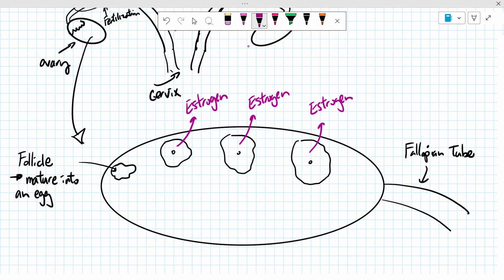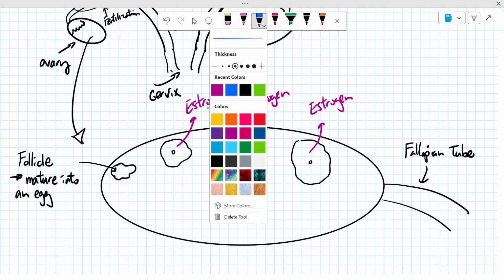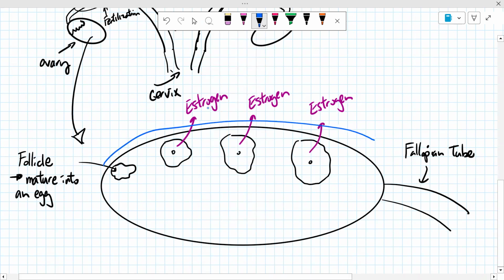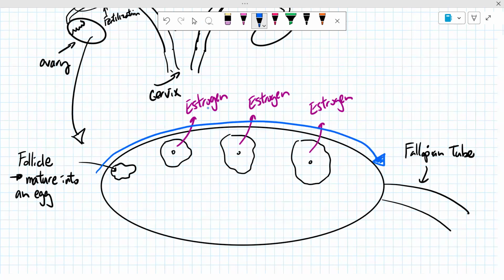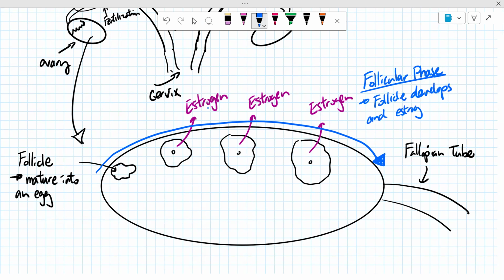And this phase, where the follicle is developing, is called the follicular phase. So the follicle develops and estrogen is released.